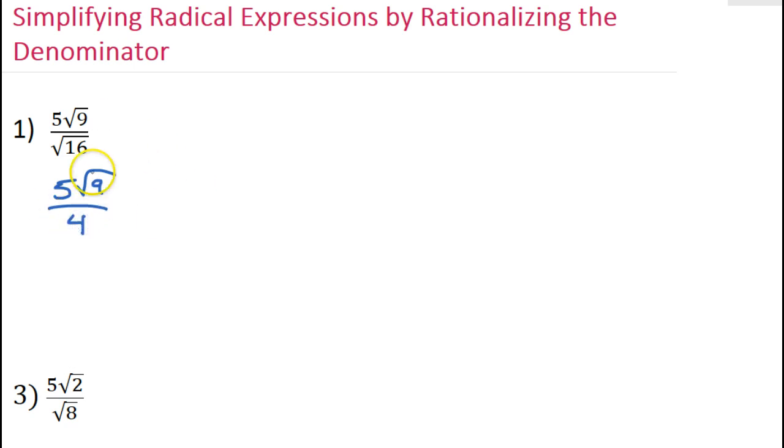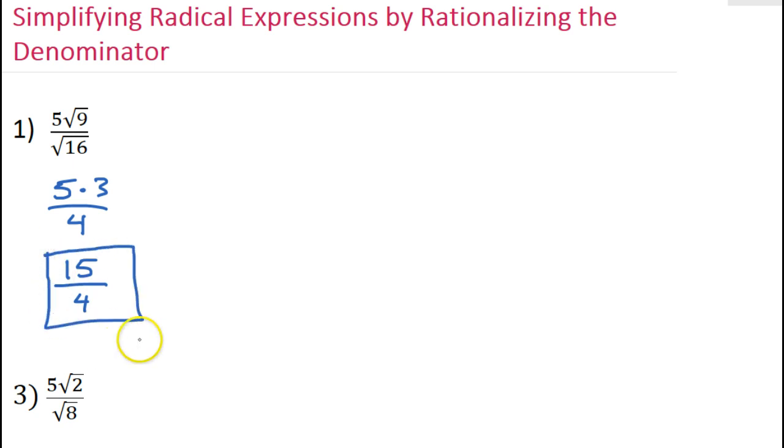But you know what, at the same time, 9 is also a perfect square. So we might as well do that as well. The square root of 9 is 3. So that brings us to this. But this is 5 times 3, so that's going to be 15. So we have 15 over 4. And that's as far as we can go with problem number 1.